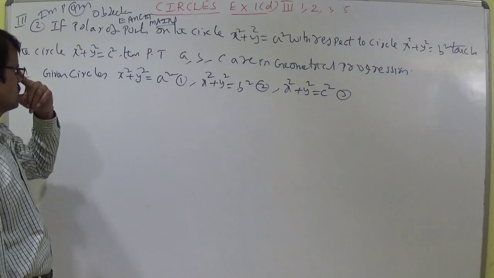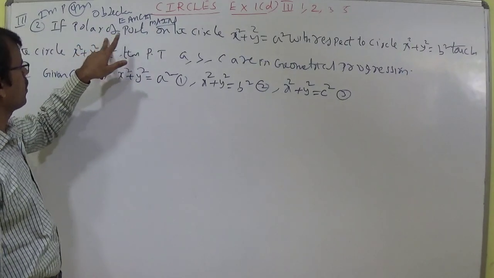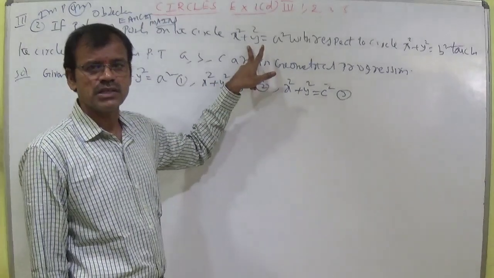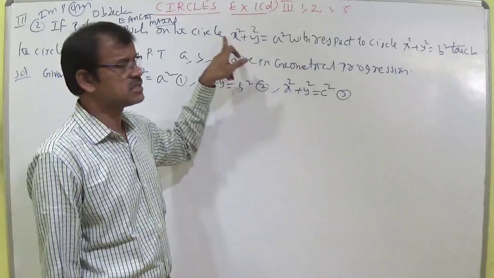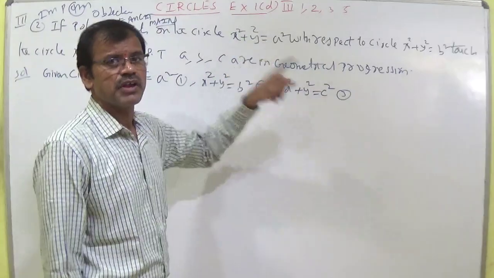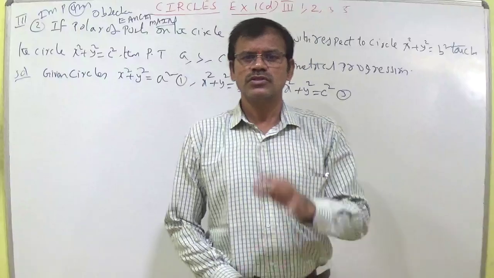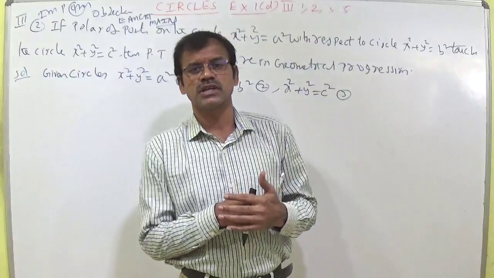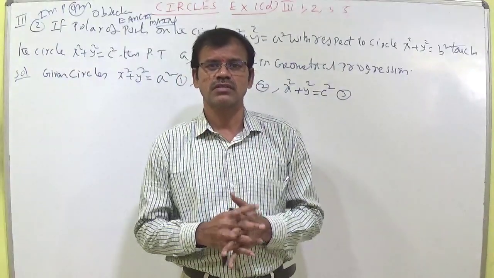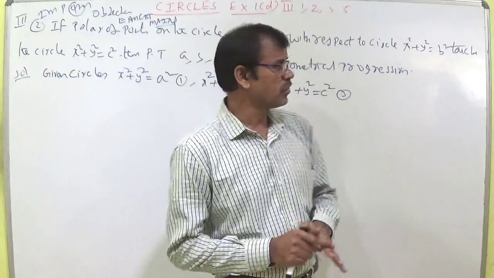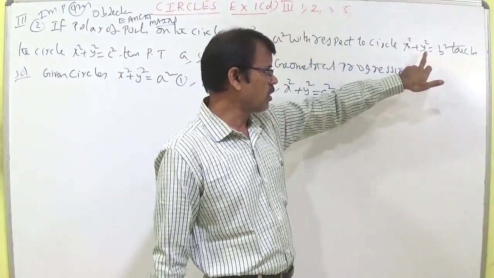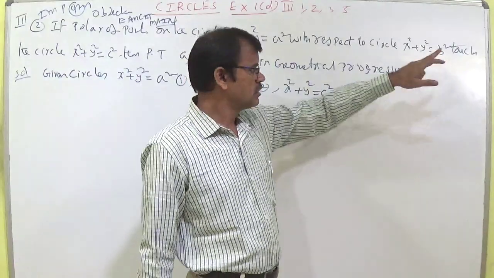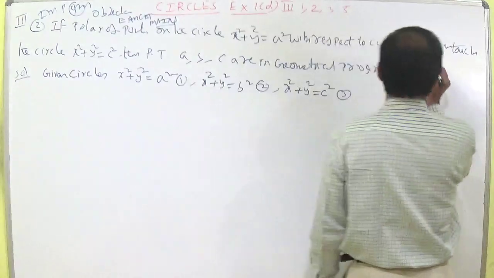Try to understand the question, what we should do, what is given. If polars of points on the circle, so the polars of points on the circle means the point is on the circle, not the polars of this circle. Whenever he has given with respect to, there you should understand that you should calculate the equation of polar. Yesterday also I said that whenever with respect to is given, then only you should calculate the equation of polar. So here you should calculate polar of the second circle.